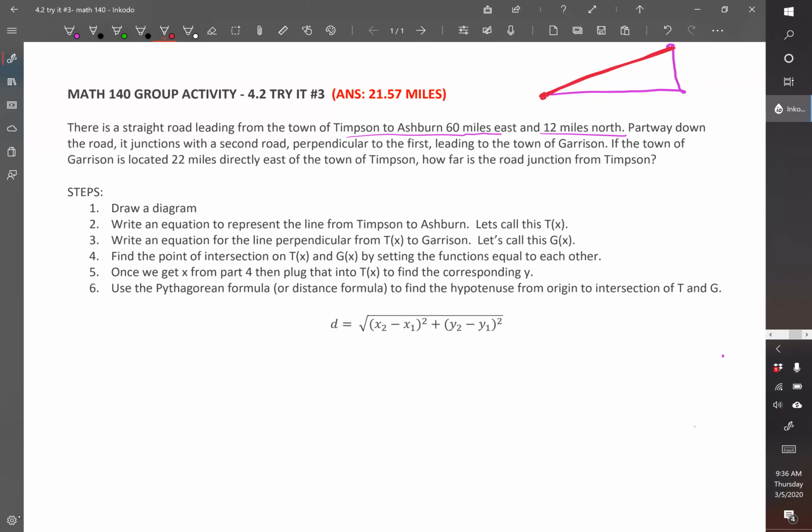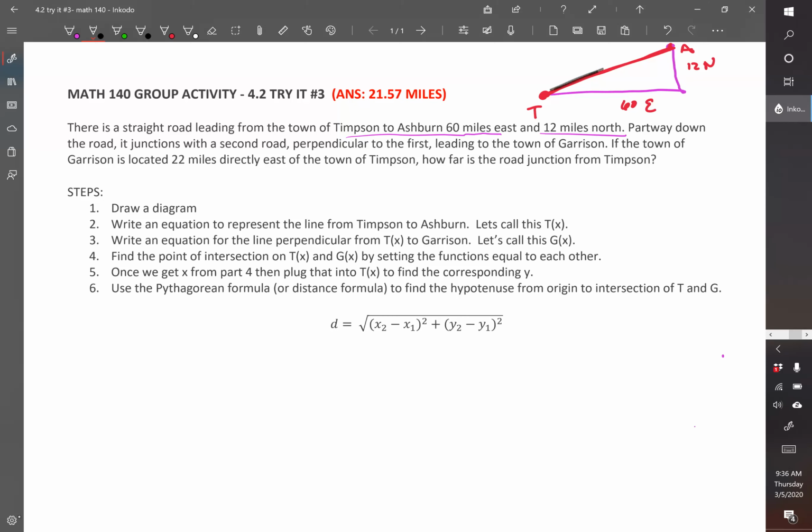I'm going to make this bigger down below, but we're kind of tracking. Okay, so we have this starting point at Timpson. We are going to Ashburn, which is 60 east and 12 north is how I know to get that point, and that's Ashburn. But partway down the road, it doesn't really say how far, so we know it might be, I'm just going to say an arbitrary point, like right there.